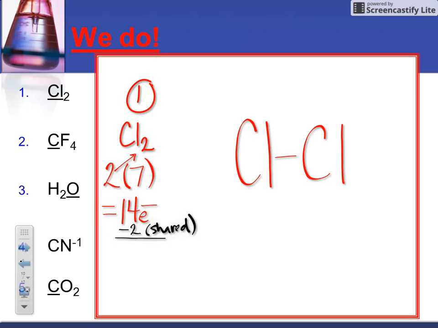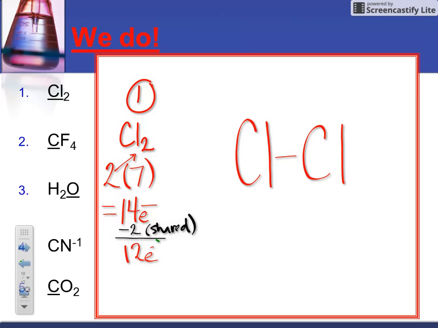And now what you're doing is you're trying to figure out how many electrons you still have remaining that you need to distribute evenly around the atoms present to get the octet rule satisfied. So 14 minus 2 leaves me with 12 electrons that I need to place around the atoms. Now it's very important that you understand the elements want to have 8 total.